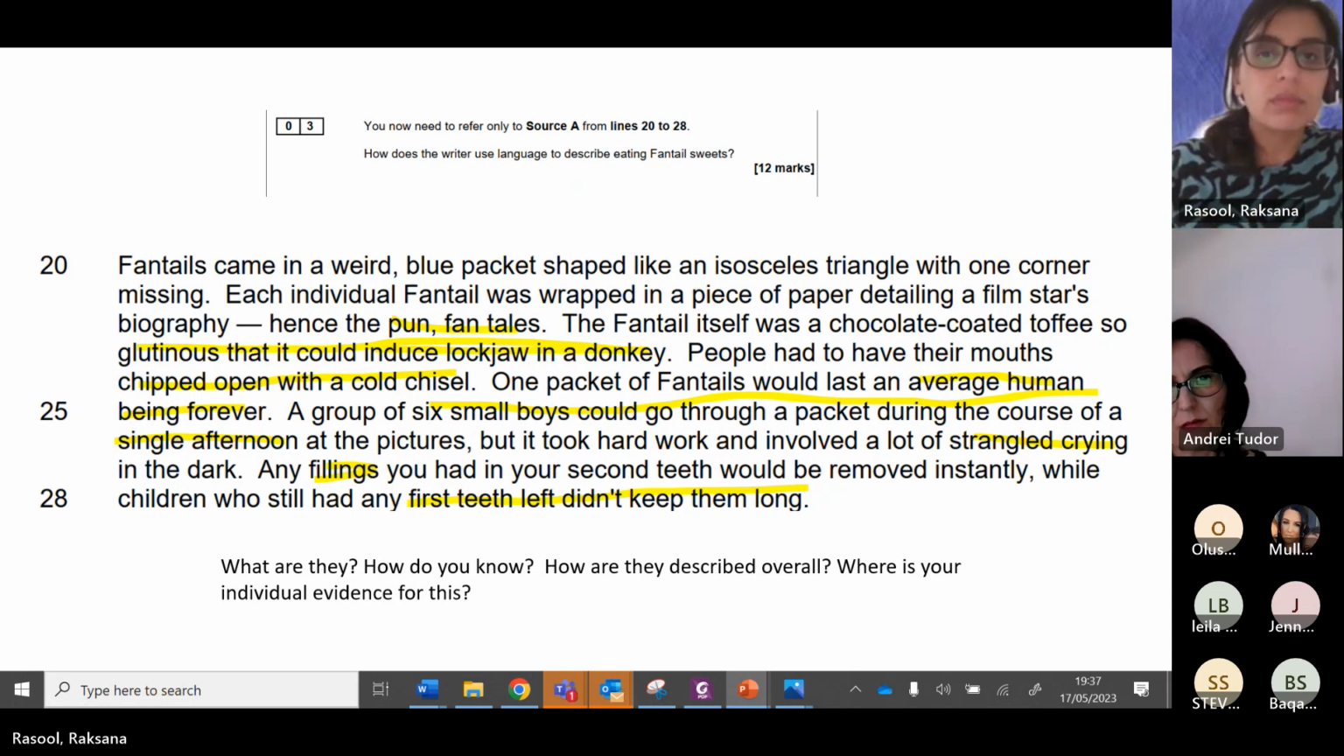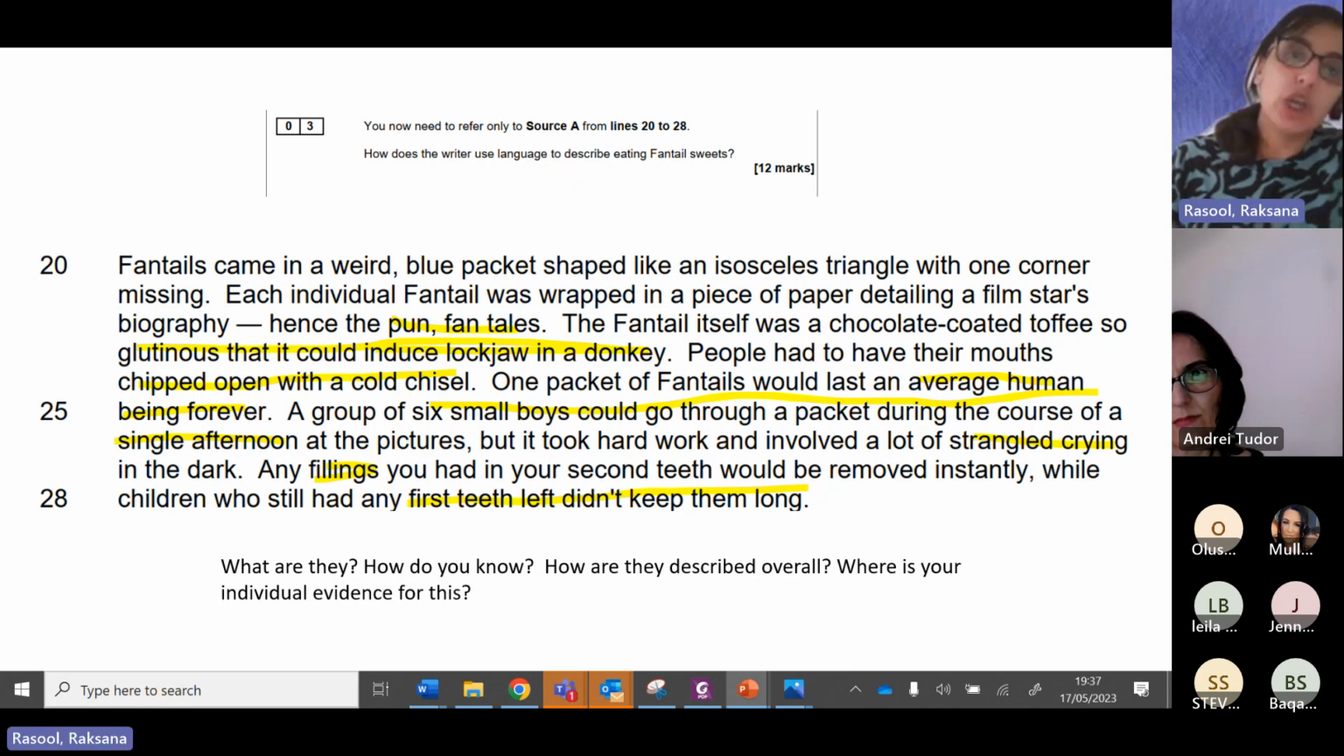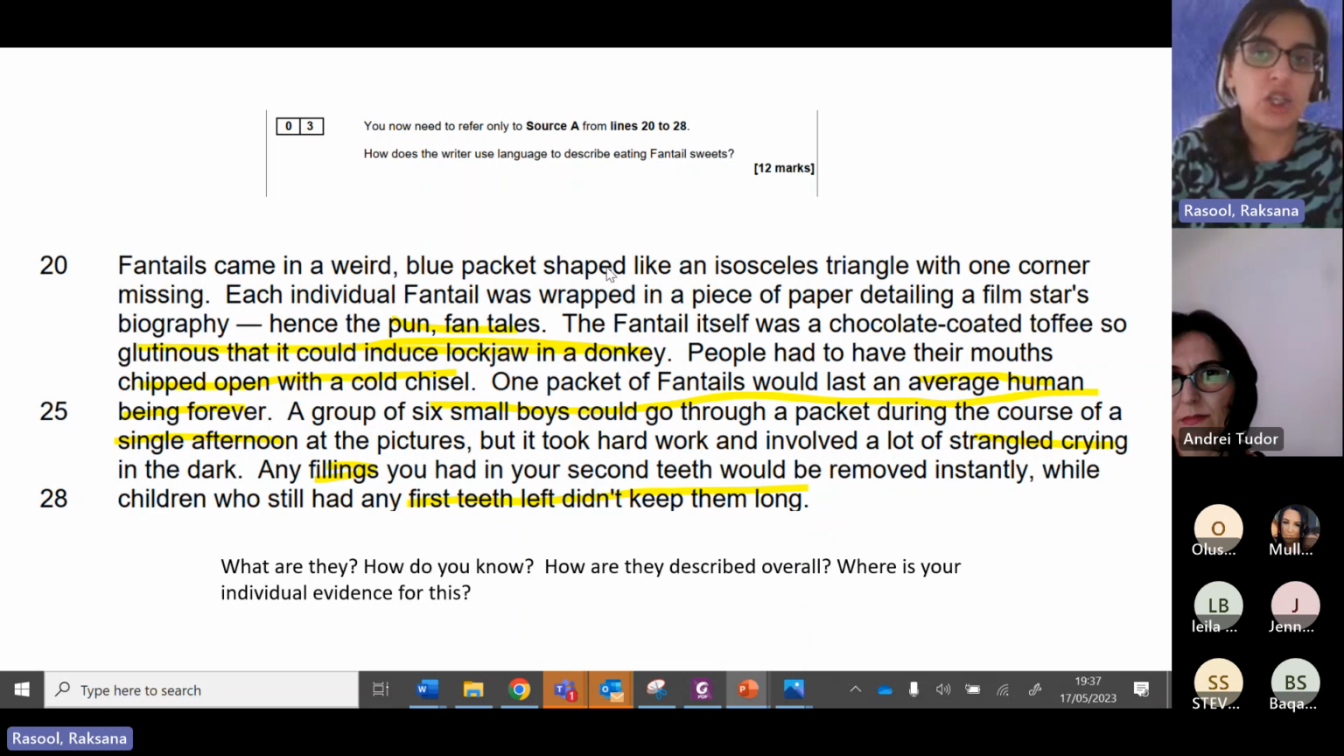Roxana, I've got this question. When you say about the bun and the fantails, it doesn't really reflect the eating experience, isn't it? It's just the outlook of the sweet. Should we mention that? Exactly. You could. It's just the same as if you mentioned the weird blue packet shaped like an isosceles triangle. You would do the same thing.